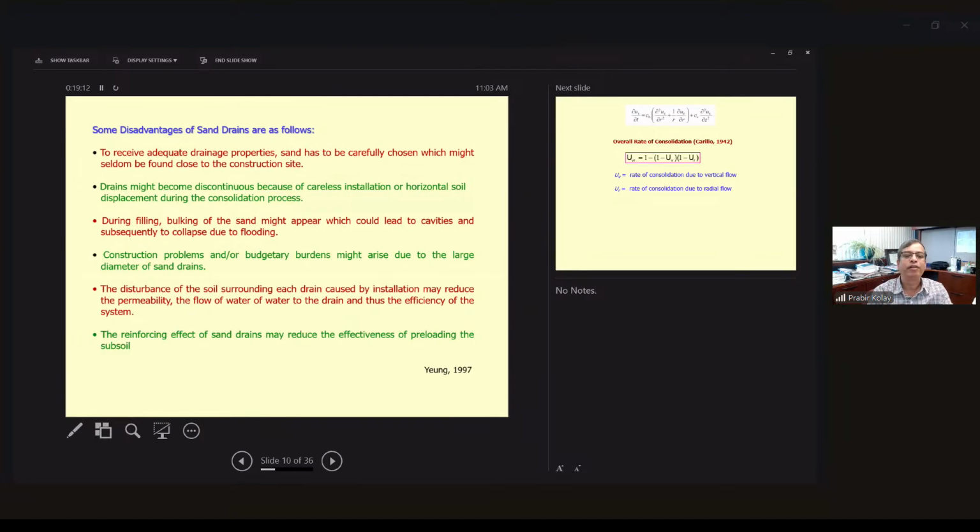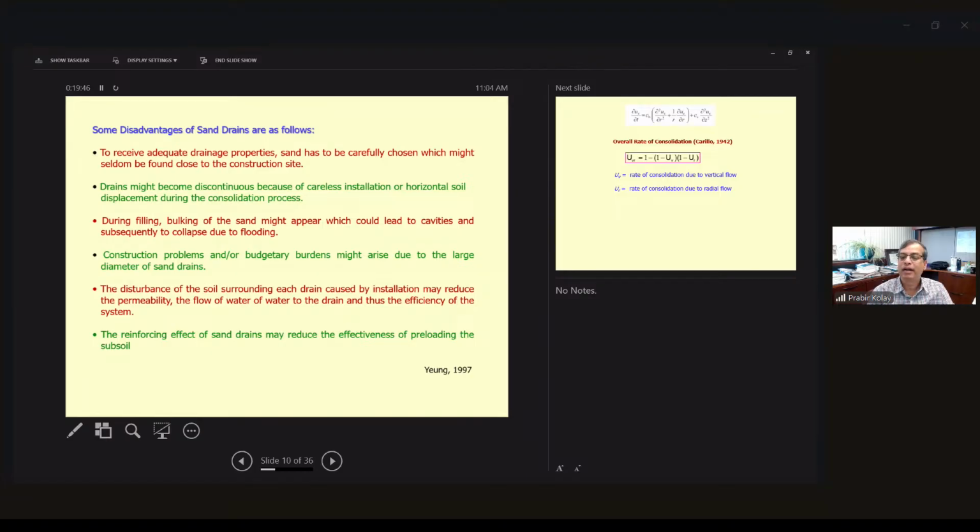Some disadvantages of the sand drain: to receive adequate drainage properties, the sand has to be carefully chosen. It might be seldom found, so we need to find it close to the construction site, right? The drain might be discontinued because of careless installation of horizontal drain placement during the construction process. During filling, bulking of sand might appear. That would lead to cavities and subsequent collapse due to flooding. So that also needs to be checked.